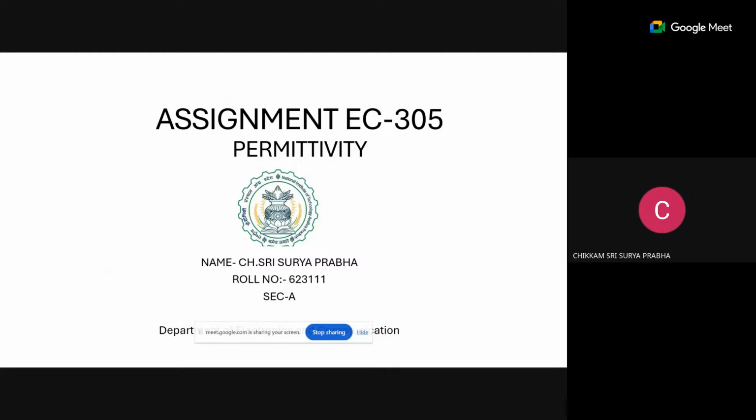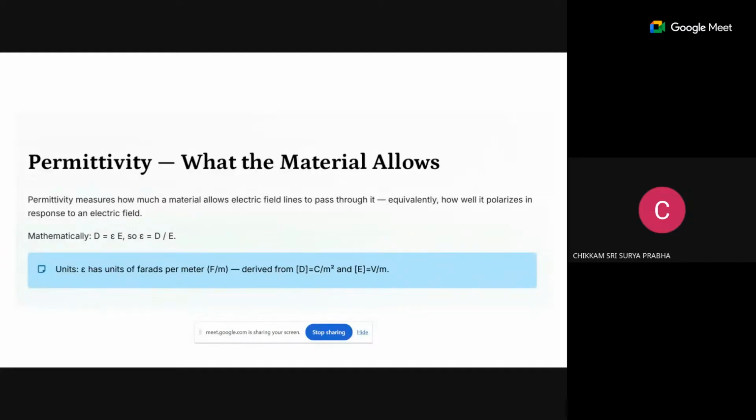This is Prabha. I am here to explain the permittivity concept. Coming to the definition of permittivity, it is a fundamental property of a material that measures how much it allows electric field lines to pass through it. It also tells how well a material polarizes in the presence of an electric field. As we all know, D is equal to epsilon into E. From this, we can write epsilon as D by E. Mathematically, we can define epsilon as the ratio of electric flux density D and electric field E.